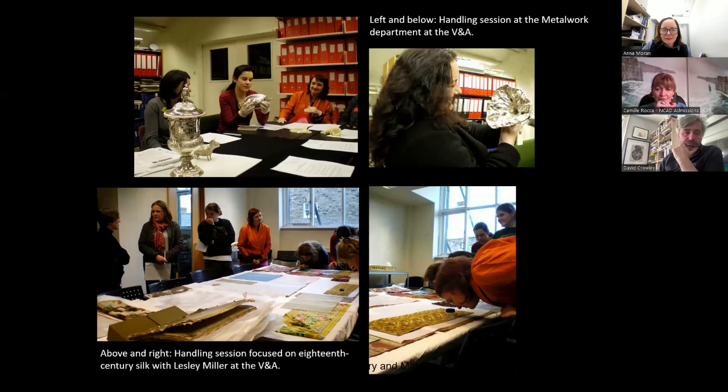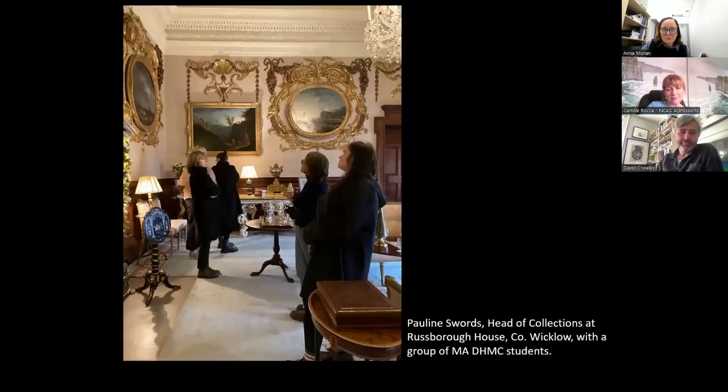The upper images here show a handling session at the V&A in the Department of Metalwork. At the bottom, you can see Leslie Miller, who was the senior curator of textiles at the V&A, teaching the students how to distinguish between different types of 18th century silk. That took place in the textiles department at the V&A.